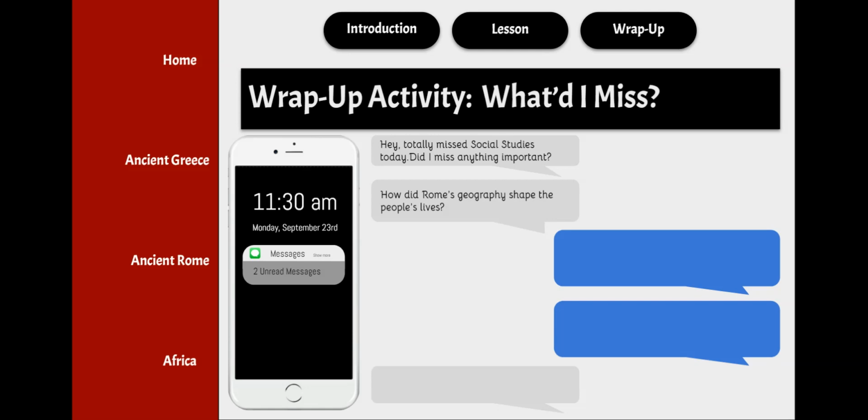You're going to see that you have 2 blank blue text bubbles. You're going to answer your friend's text in only 2 bubbles. It's a challenge. Use the text on the previous slide to help you answer this question. You'll also notice that you can add one last text from your friend as a concluding statement for this conversation. When you have completed this text conversation, you are done with today's lesson on the geography of ancient Rome.